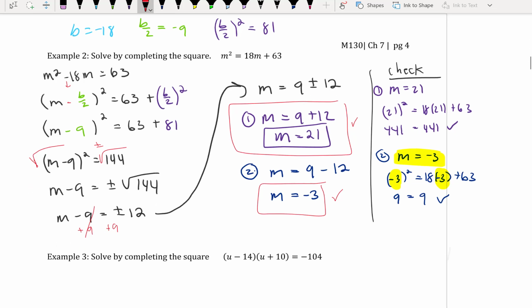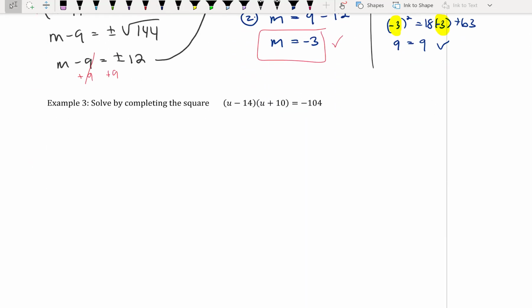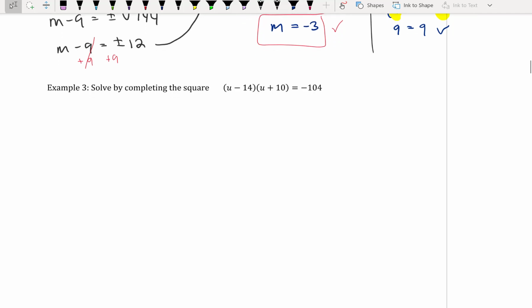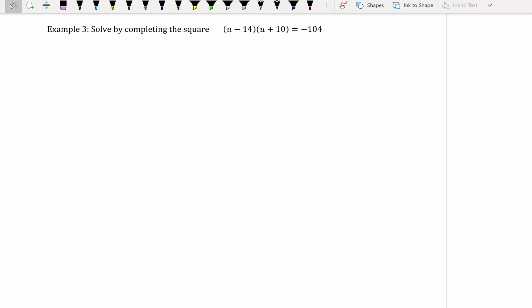Now for example number 3, notice how we have u minus 14 and u plus 10. These are not perfect squares, right? It's not a square term. So what I'm going to have to do is I'm going to have to FOIL this out. So I have a u minus a 14 times my u plus 10. So if I were to FOIL this out, I would have my u squared. Now, this is equal to negative 104.